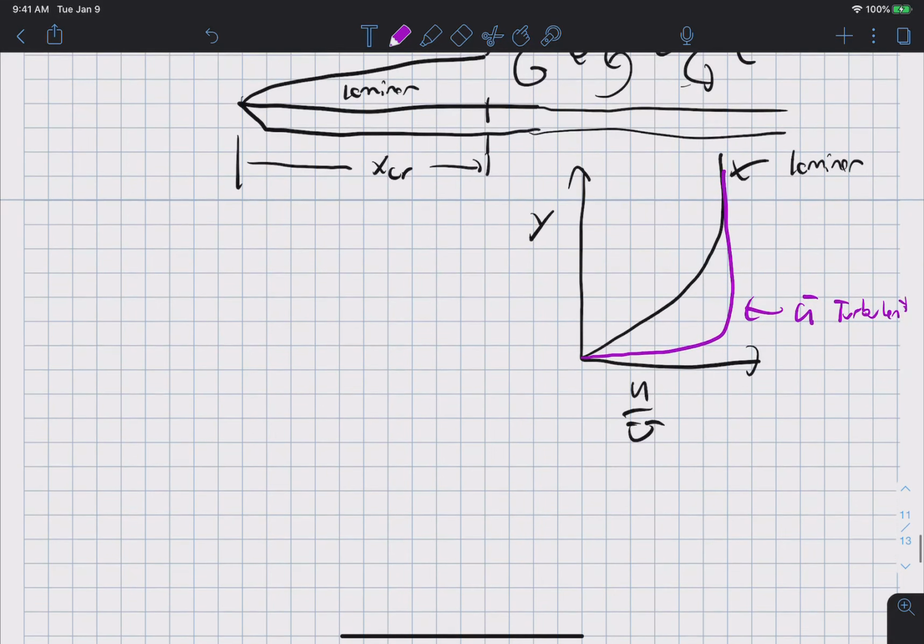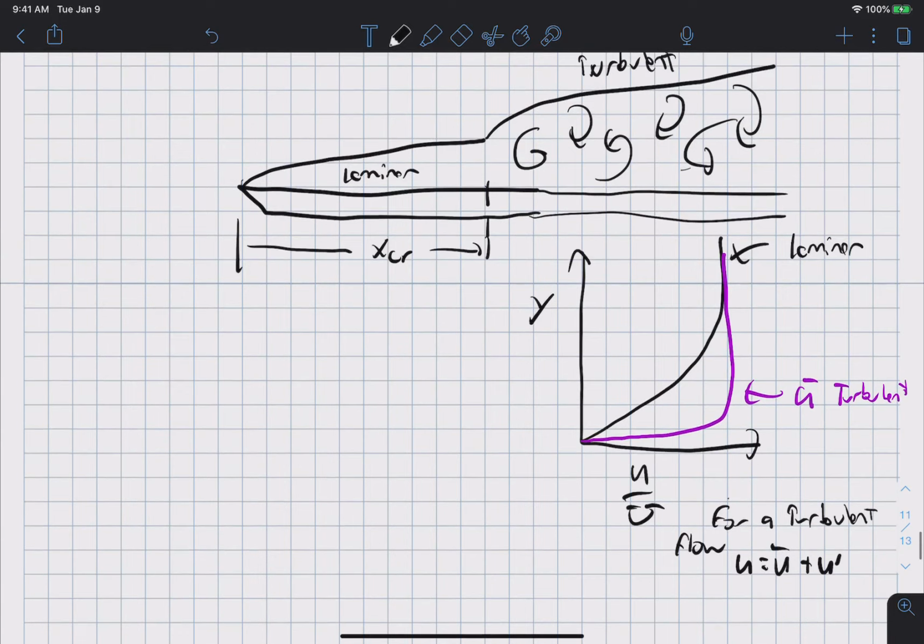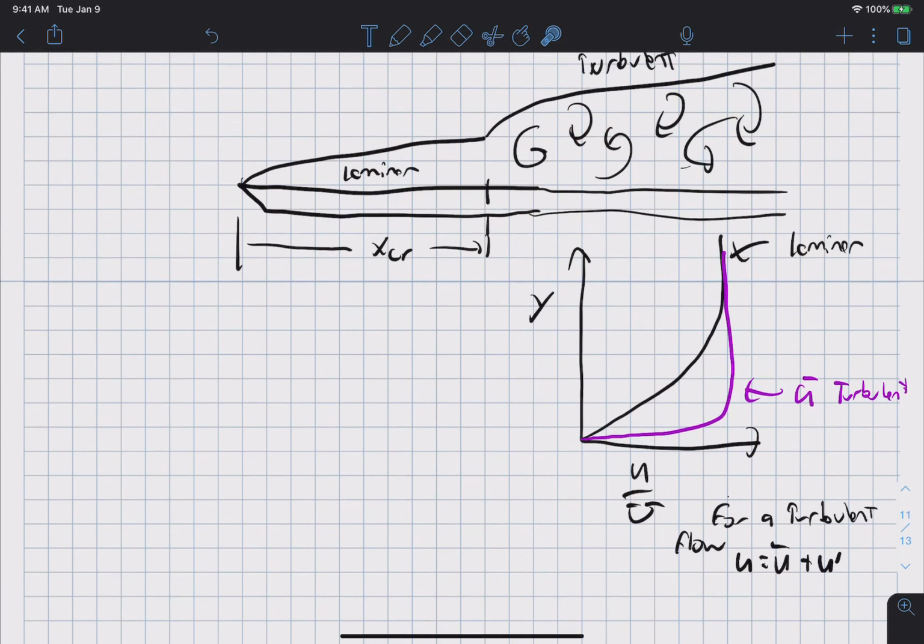Because remember, for a turbulent flow, U equals U bar plus U prime. U prime is represented by all these random little vortices that are jiggling these streamlines. The streamlines would look something like that, basically jiggling the streamlines. I don't know why this thing keeps doing that, but it does.